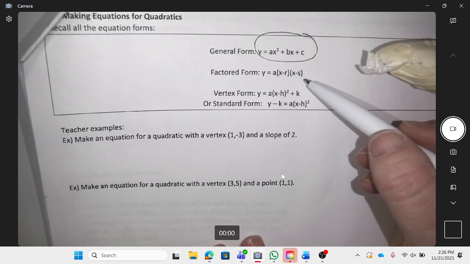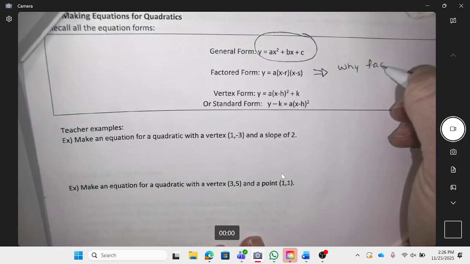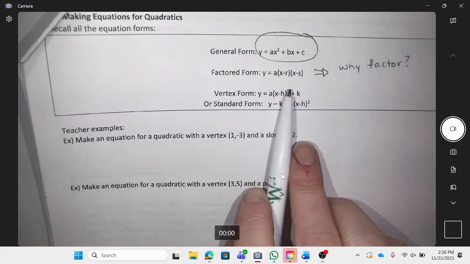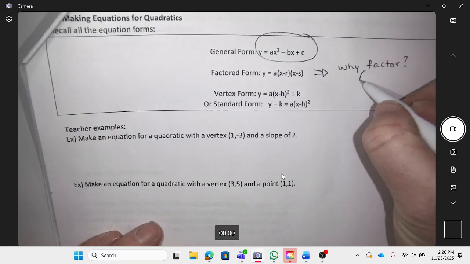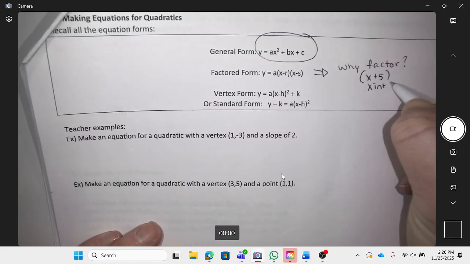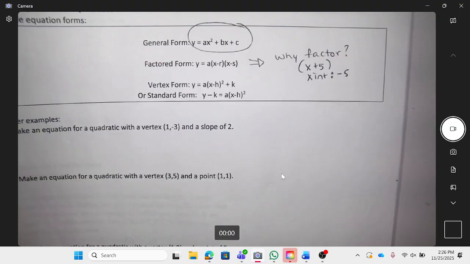Why did we factor? Why were we factoring? To find what were we doing when we factored every time? Anybody remember? Why did we factor these brackets and then we got the x-intercept? So does that make sense as an example? We've done that.